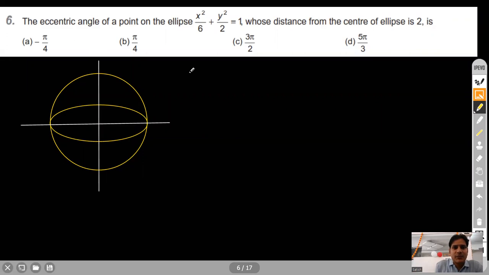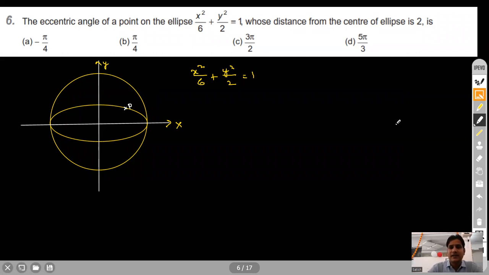So this given ellipse is x square upon 6 plus y square upon 2 is equal to 1. So here a is greater than b, so it will be a horizontal axis and its center will be at 0, 0. So this will be our y coordinate and this will be our x coordinate. Now, one point is given on the ellipse whose distance from the center is 2. Okay, so let me assume this point as P. And its distance is given to be 2 from the center.